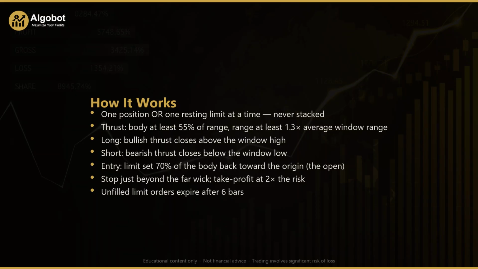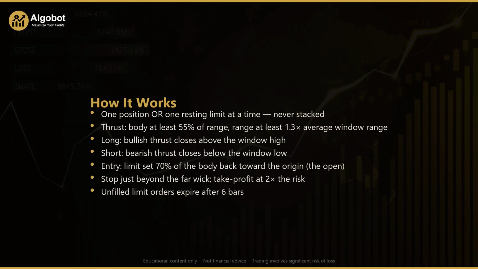When that happens, the strategy calculates an entry price by stepping back from the close toward the open, using the entry fraction parameter, which defaults to 70% of the body. It places a buy limit order at that origin level. The stop loss is set just below the thrust candle's low, with an extra buffer measured as a fraction of the candle's range. The take profit is placed at a fixed reward to risk multiple, 2-to-1 by default.